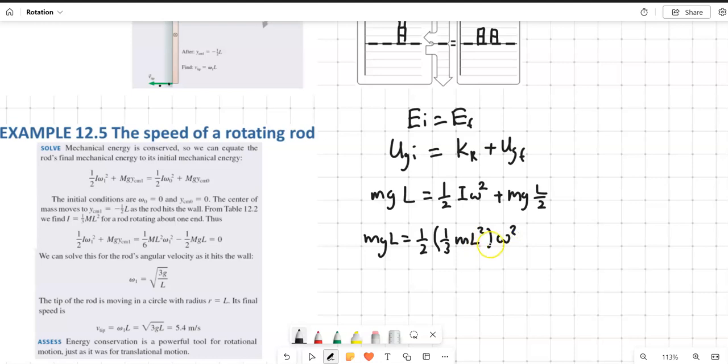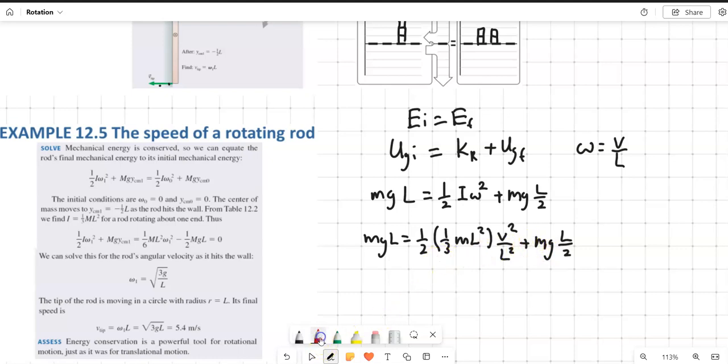That's the moment of inertia times omega squared. And in fact, we should probably rewrite that omega right now. It said in the problem that the velocity is equal to omega L. Really what that is saying is that omega, in radians, is equal to the linear velocity divided by the size of the object. So here, omega, which is velocity divided by the length, but it's being squared, is going to be the velocity squared divided by the length squared, plus mgL over 2.